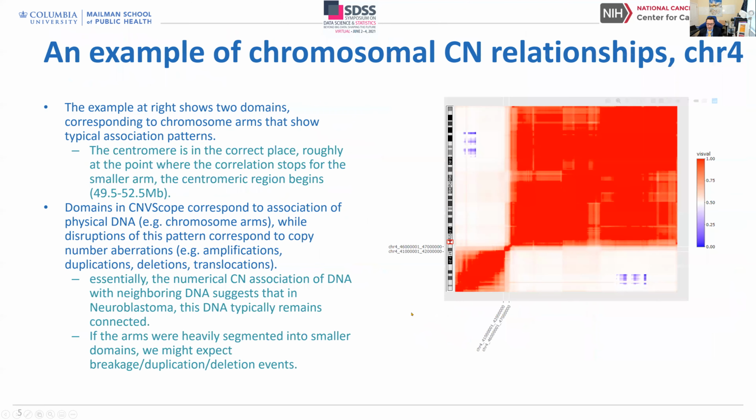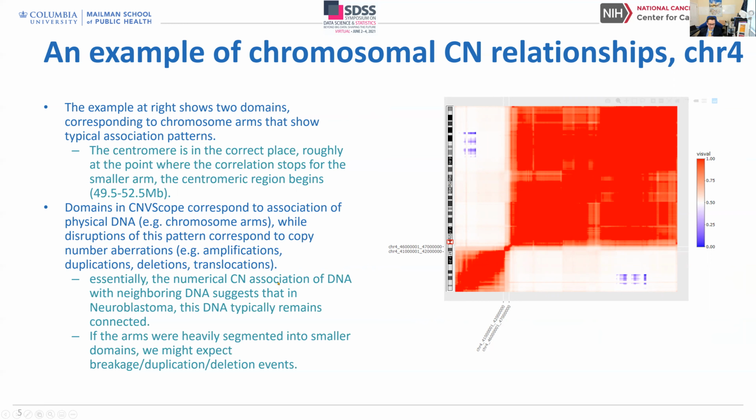Similar to this, CNVScope finds domains where DNA is associated. And so what's really important about this is we see two domains which correspond to two arms of a chromosome. Chromosomes typically have two segments, a P and a Q arm, and these breaks in correlation correspond to the centromeric region, this place where the P and the Q arm touch.